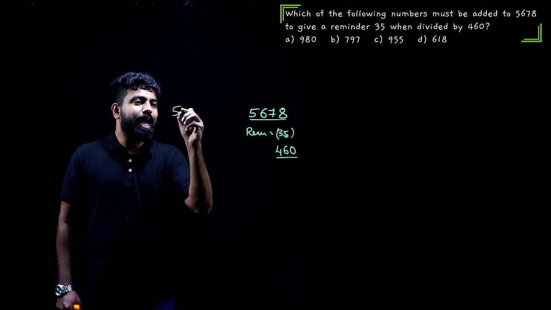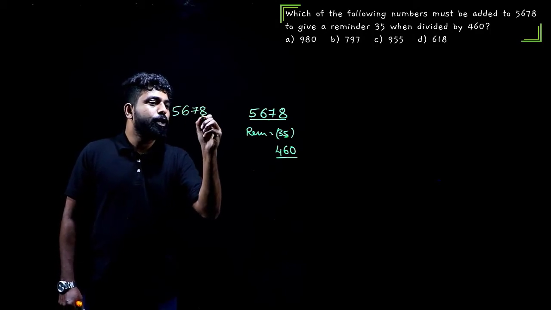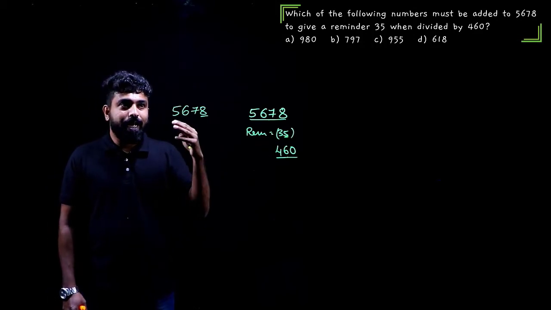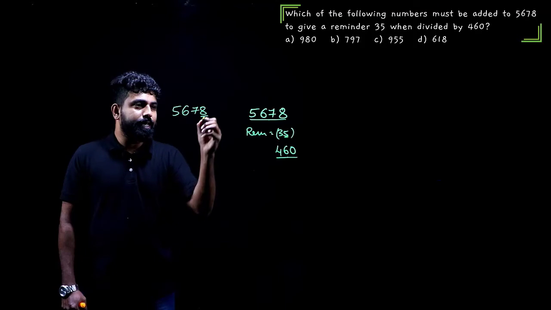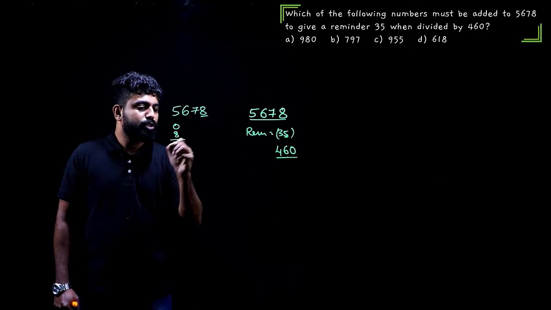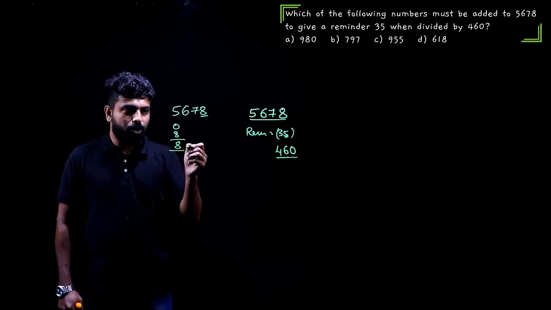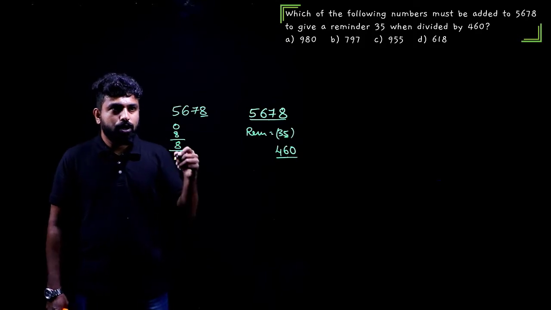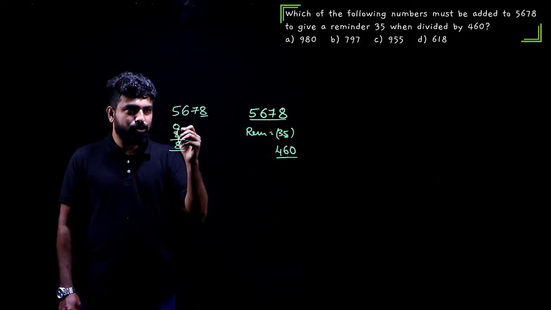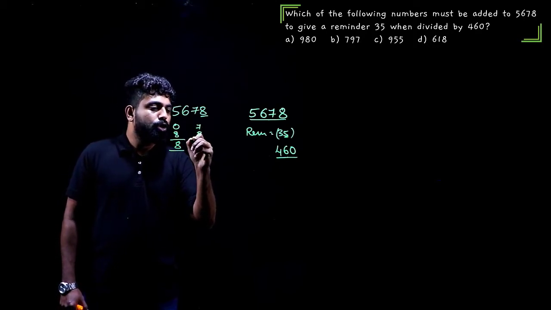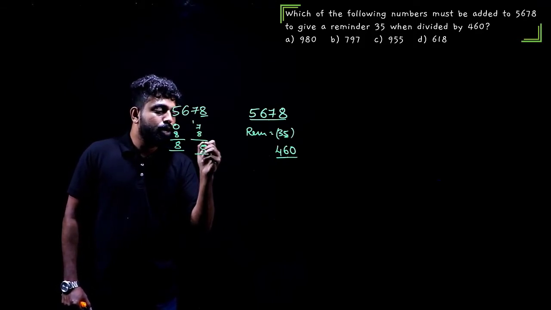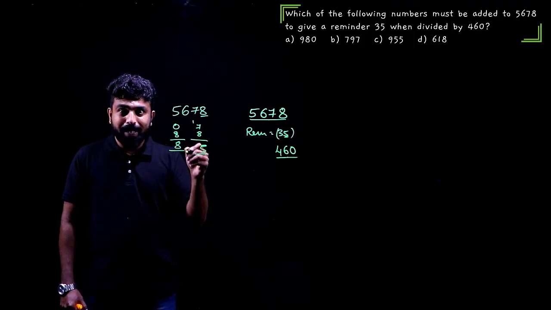So what must I add to 5678 so that my unit digit, which is 8, becomes 5? Let us check from our options. 980 is our first option. If I add 980, I'll be adding 0 to 8 of my unit digit, so that will be 8. The unit digit is not 5, so that option doesn't hold good. What about my next option? Next option is 797. So I'll be adding 7 and 8, so I'll be getting 15. Yes, I'll be getting 5 as my unit digit. So my correct answer must be 797.